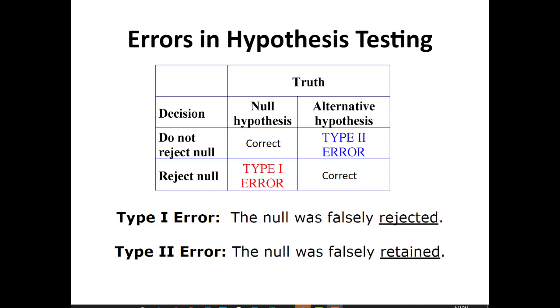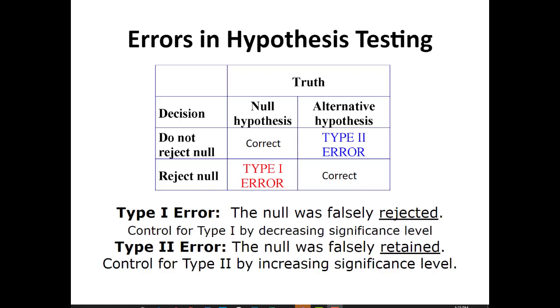So type 1 error is when we falsely reject the null, meaning that the truth within the population that is unseen is that there is no change with whatever effect you were trying to study. And you thought there was and you rejected it. Type 2 errors happen when the null is falsely retained, meaning that there was actually an effect happening, but you were unable to detect it in your study.